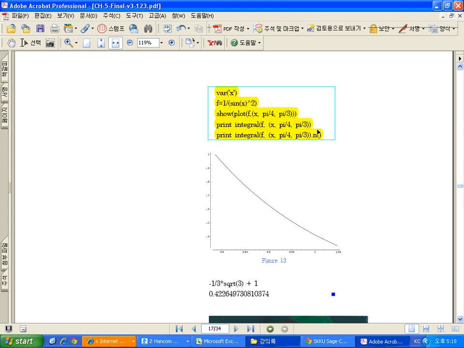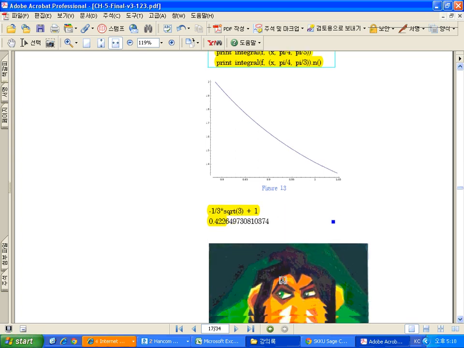Here, you can give any function, show the graph, find the integral and print it out. If you want the exact value, all you have to do is a numerical approximation. Find the integral, print it, and write it in numerical notation, and the value is 0.422, something like this.